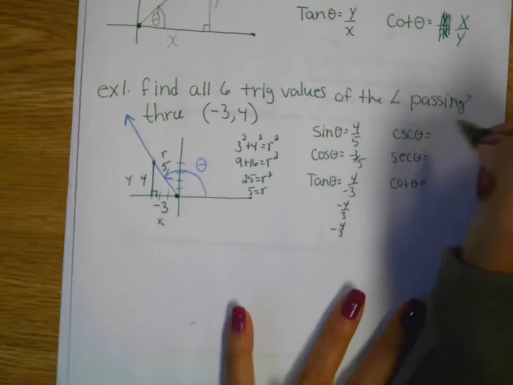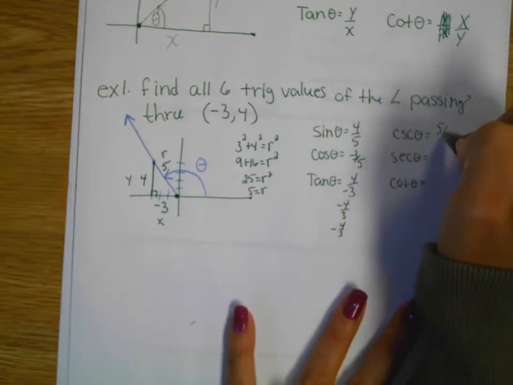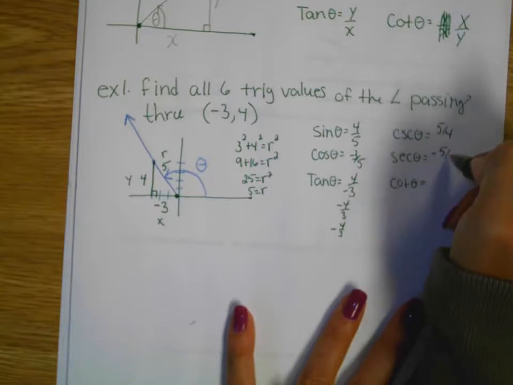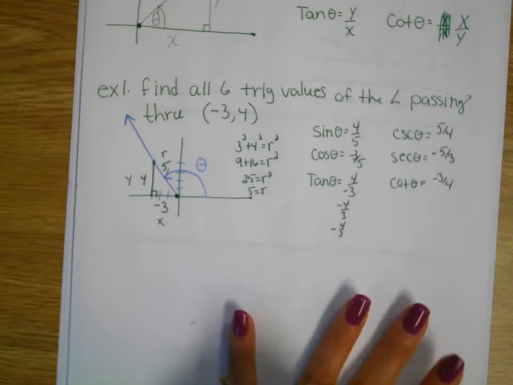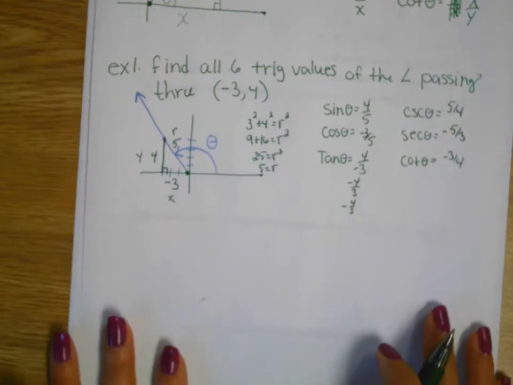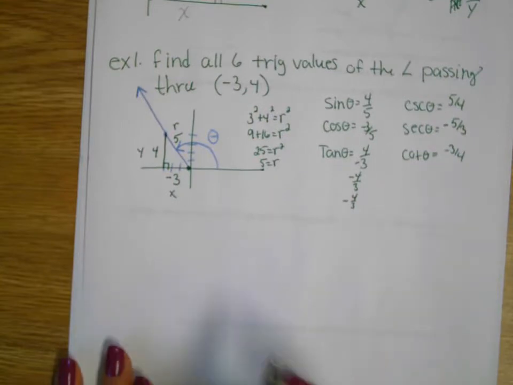Now flip them over and you're good. So we got 5/4. I'm going to keep the negative in the top and make it a -5/3 ratio, and then -3/4. Easy peasy. They don't get any easier than that one.